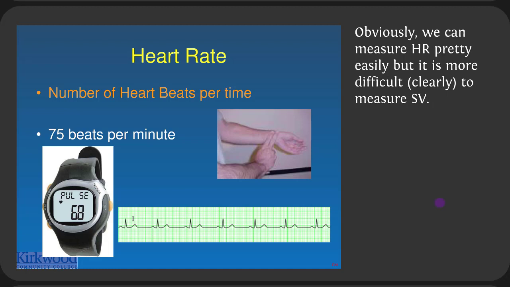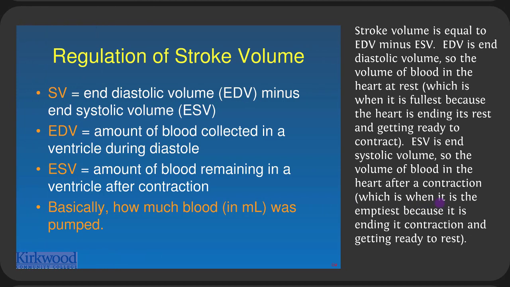Obviously, we can measure heart rate pretty easily, but it's a lot more difficult to measure stroke volume. We measure heart rate by that's simply your pulse. Stroke volume is equal to EDV minus ESV. Now these are tricky terms, or they're tricky for me. I always have to think through them.